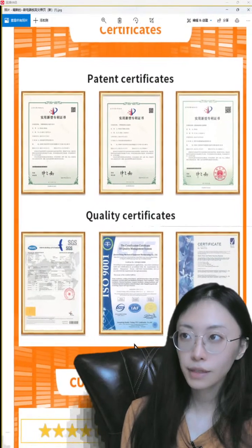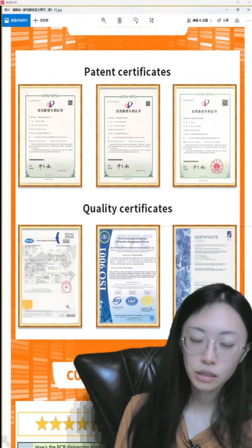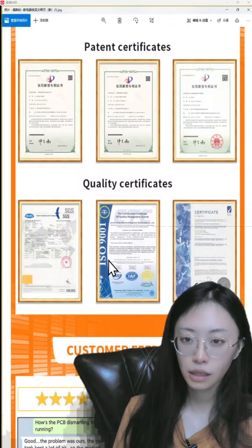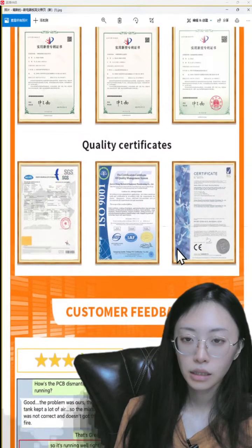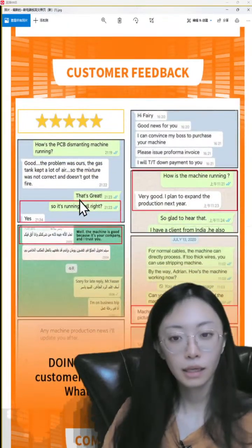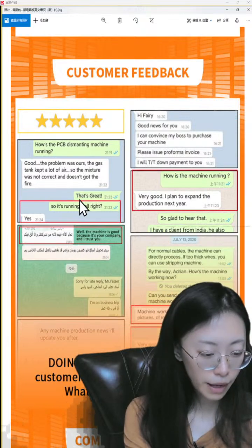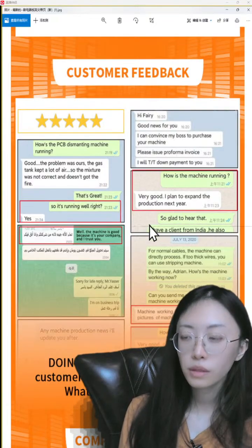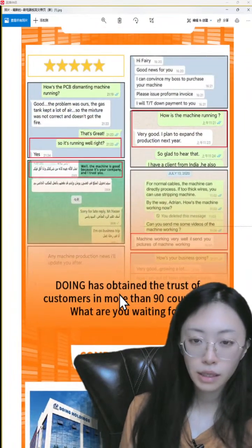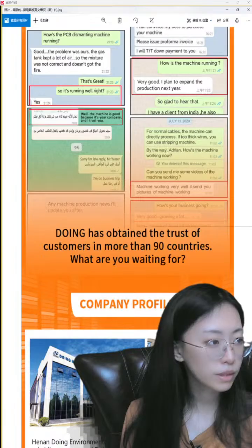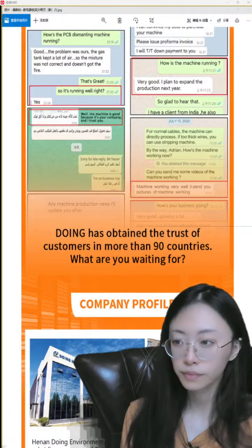Here are some different certificates. This is some patents, and then this is the CE, the CEIS, SGS. And then here is the feedback from our customers. It's running well. Just now we have customers in more than 90 countries. So if you want to visit, our sales manager will contact you and help you finish the visit.